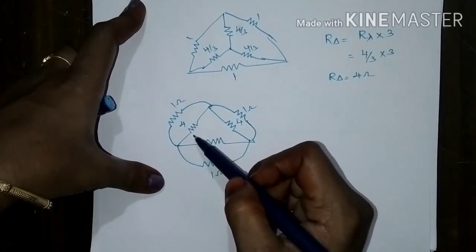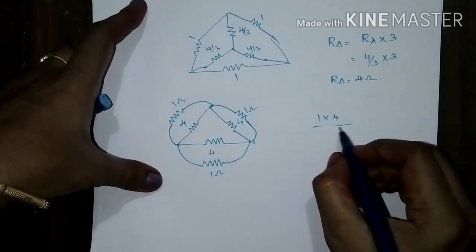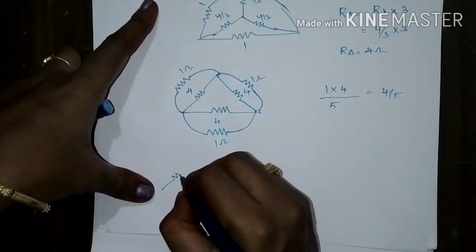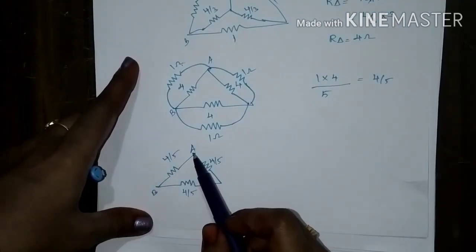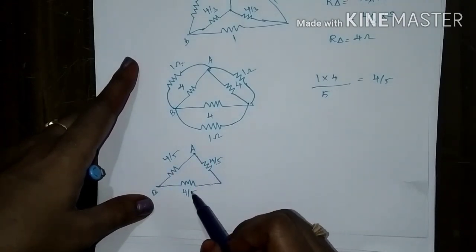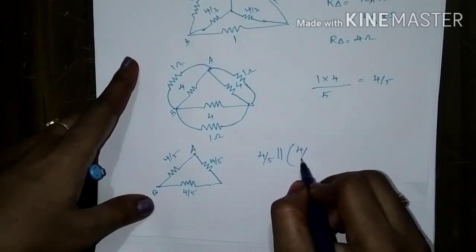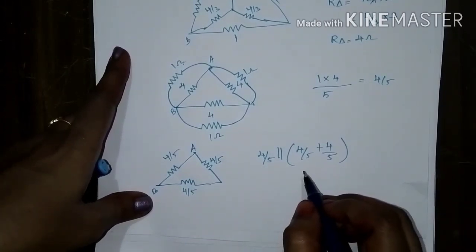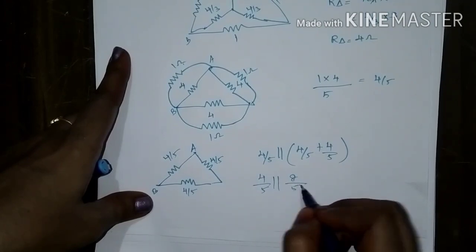If 1 and 4 are in parallel, you will get 1 into 4 divided by 1 plus 4, which is 5. So 4 by 5 will be in delta connection. Now we have to find the value of the resistance between this A and B terminal. This 4 by 5 is in parallel with 4 by 5 plus 4 by 5. So 4 by 5 in parallel with 8 by 5.